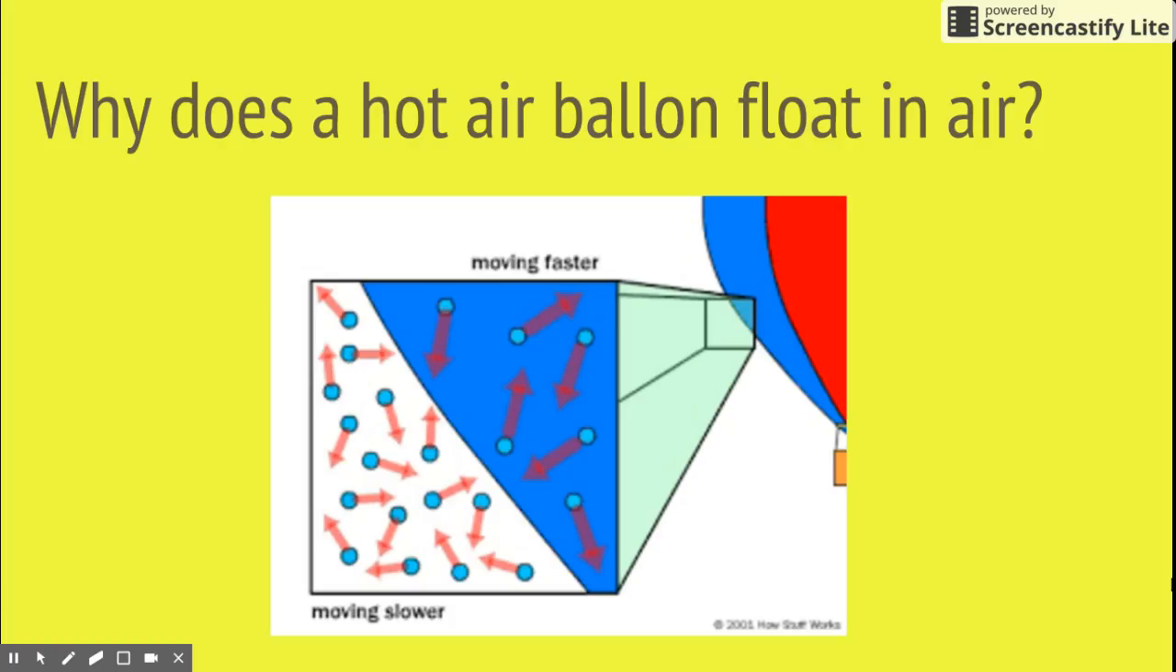So, why does a hot air balloon float in the air? Hot air balloons are based on this very scientific principle that warm air rises in colder air. Essentially, hot air is lighter than cold air because it has less mass per unit of volume. A cubic foot of air weighs roughly 28 grams, about an ounce.